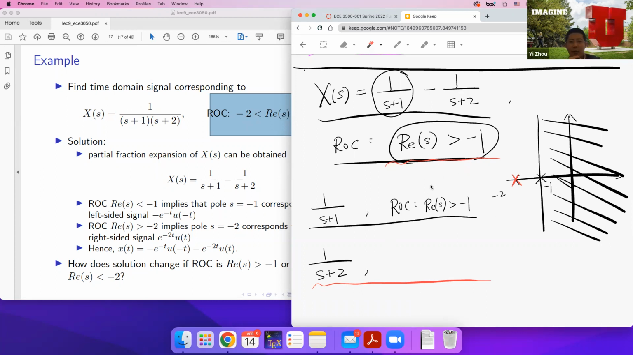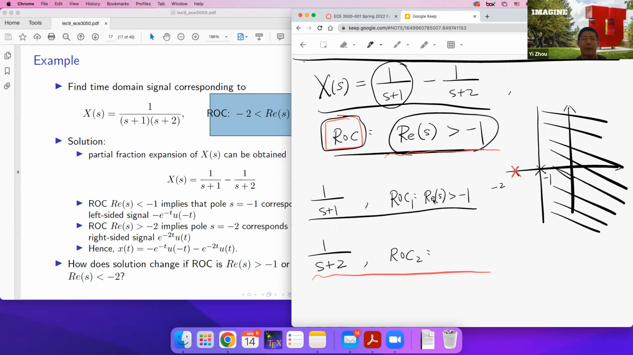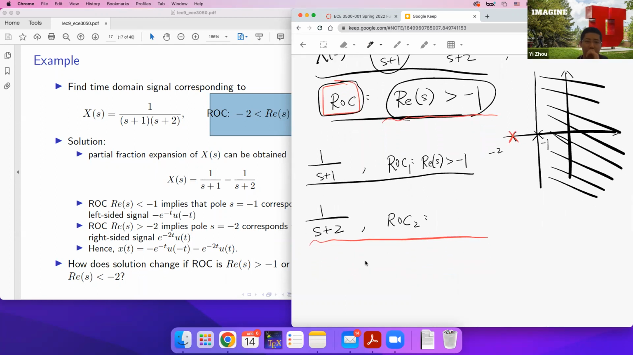Well, I think here the logic is as follows. Let's call this ROC, and let's call this ROC1 and this ROC2. ROC1 is the ROC of the first component, the first fraction, and ROC2 is the ROC of the second fraction. So this is the overall ROC. The underlying logic is that the overall ROC must be the intersection of ROC1 and ROC2.